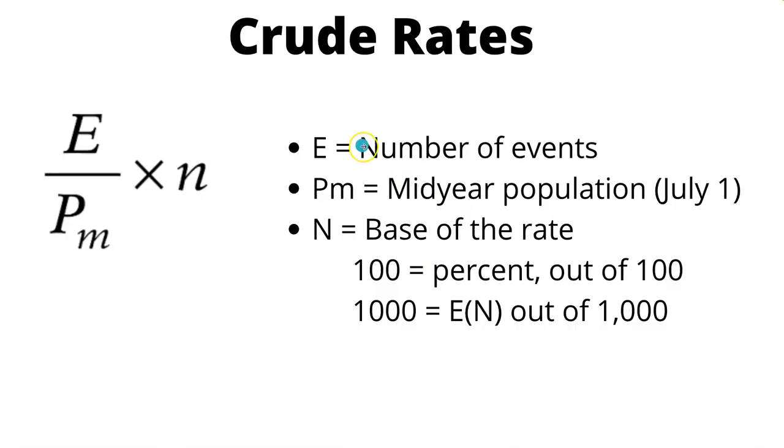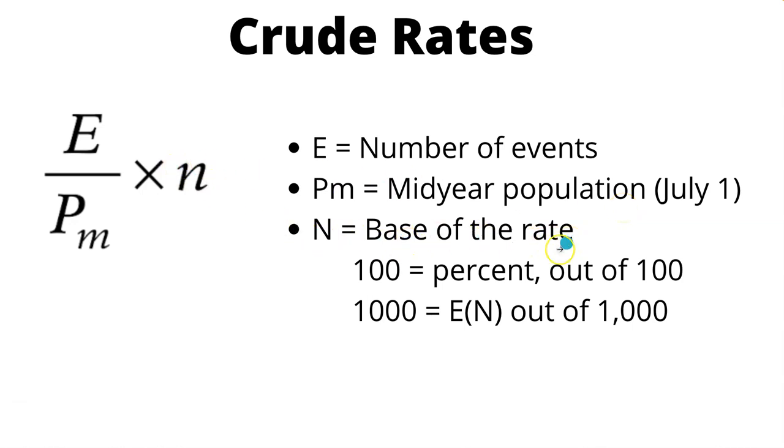So for the crude rate, E is the number of events, and the mid-year population is the number of population on July 1st. And July 1st is usually the standard of population, cutting the whole year in half. You can calculate the mid-year population as the standard of the starting point. So the n is the base of the rates.